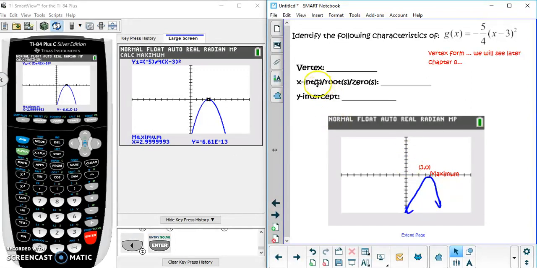Now when it comes to this one, the x-intercepts and the roots, like where does it touch the x-axis? That's the same thing as the vertex. I don't need to recalculate that. I already know that point right there is 3, 0. And that's the only place it touches the x-axis.